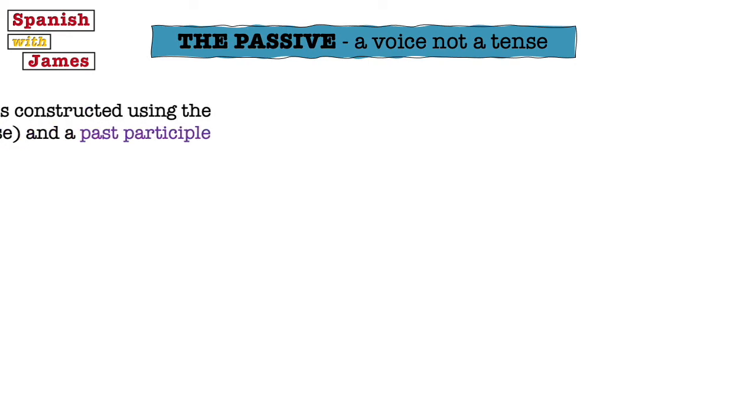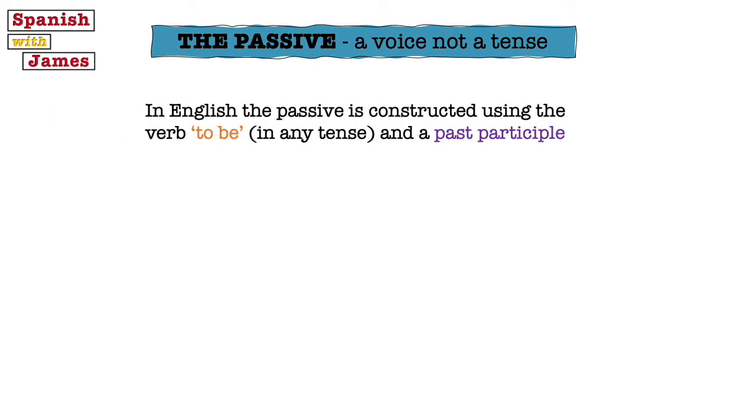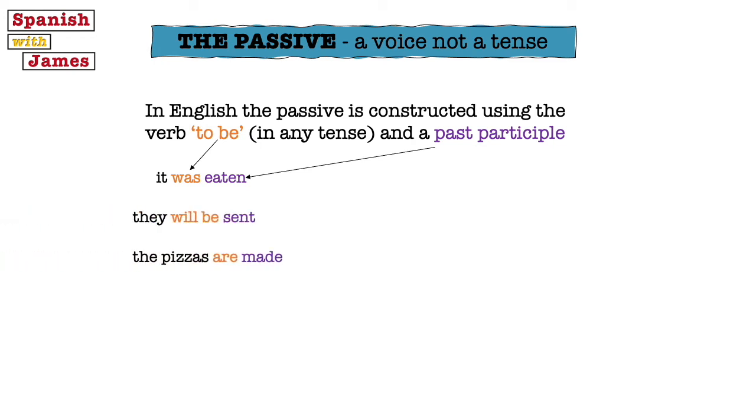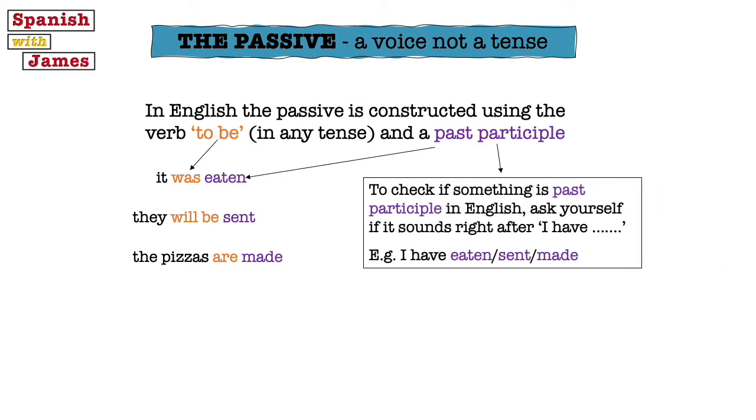And as I mentioned quickly, the passive in English is constructed by using the verb to be in any tense and a past participle. For example, it was eaten. So was is from our verb to be, and eaten is an example of a past participle. They will be sent. The pizzas are made. To check if something's a past participle in English, you can ask yourself if it sounds right after I have. So we could say I have eaten, I have sent, I have made. So we know that they're past participles.